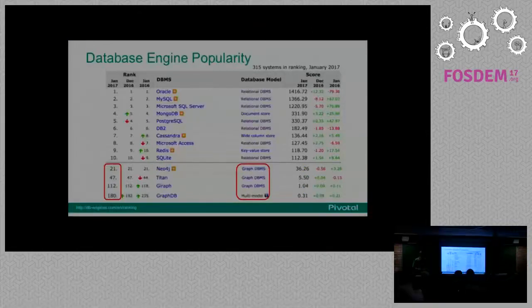I thought I would start with a slide from DB Engines that looks at database engine popularity. You can see the usual suspects here in the top 10. And the first graph database, Neo4j, is around 21st position, and there are about 4 in the top 200. That's not to say that these are not used and are not great products, but when it comes to the enterprise, they're less present.